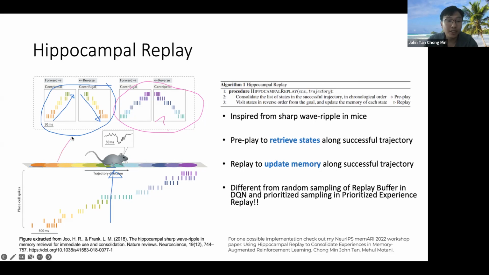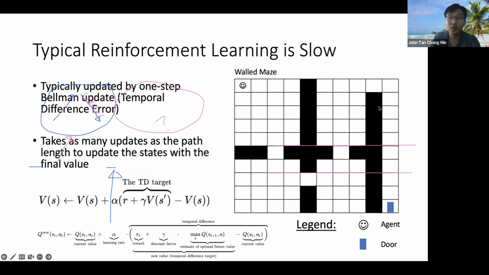Just talking about this earlier part here, what we can do is retrieve the successful trajectory, and then update the successful trajectory. Early on, what I was thinking is when we update the successful trajectory, we can backpropagate the rewards one by one. Remember the earlier slide of the grid world? With this hippocampal replay, when you succeed in solving the environment once, you can backpropagate the rewards one by one until you reach the start state. So you can always solve it. That will be very interesting, because the moment you have solved this, you can solve it forever.